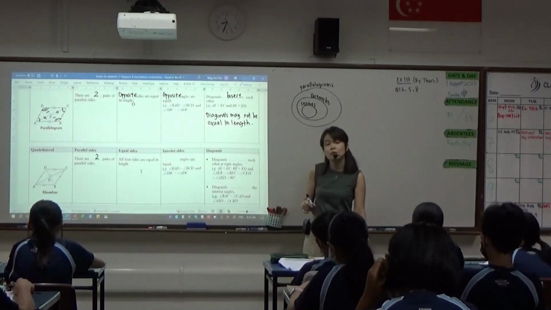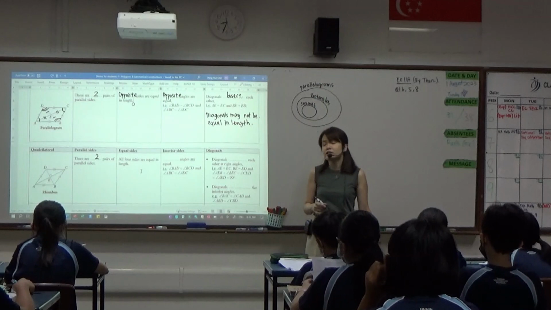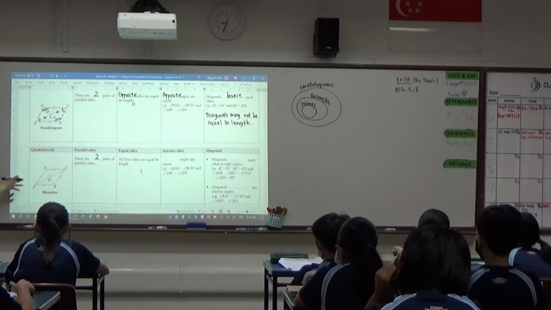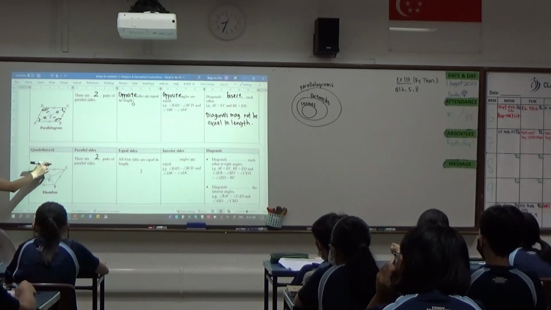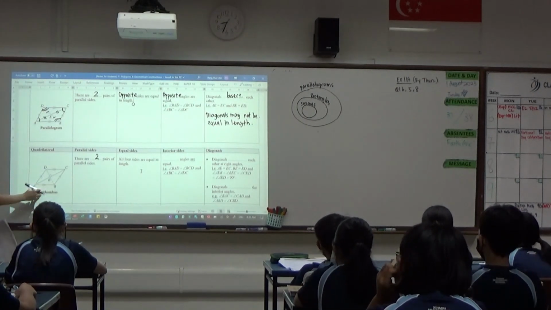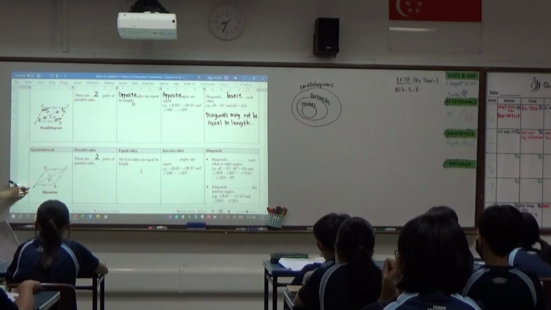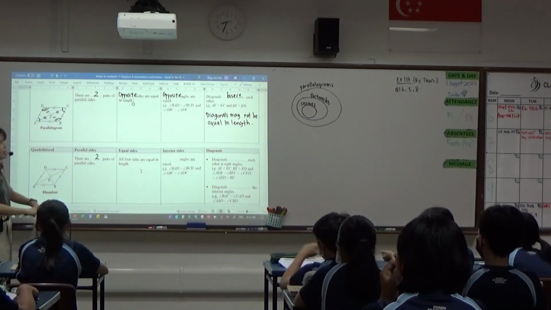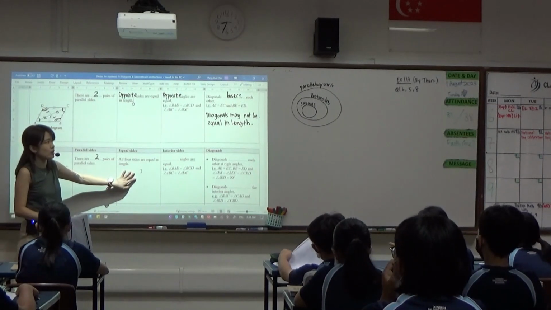Okay, so similar to our parallelogram. What differentiates between a rhombus and a parallelogram is that for a rhombus, all four sides are going to be equal in length. So a rhombus is even more specific than your parallelogram. They require this extra condition that all four sides are equal in length.